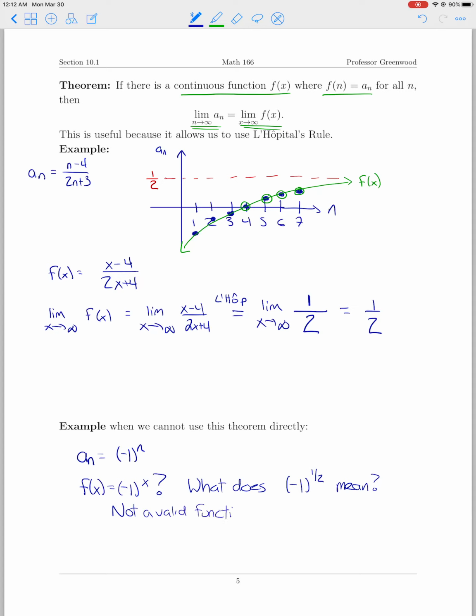And so it's not the case that I can just use this theorem for every possible sequence, because some of the time, if you replace the n with the x, you don't get a valid function. Some of the time there might be a different way of rewriting this sequence so that it can be represented as a function, and then you would be able to use this theorem. And in this case, we actually could do that by rewriting things in terms of trig functions. But the point here is just that you can't always blindly replace the n's with x's. Sometimes it's more complicated than that.